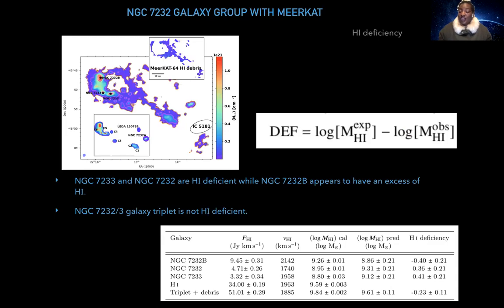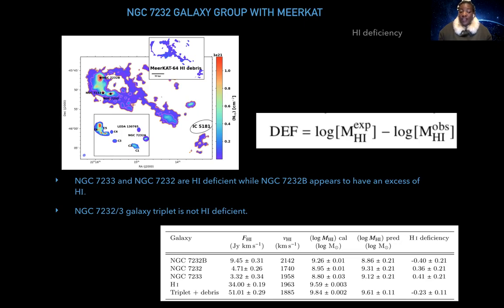The other thing that we calculated from this observation is the H1 deficiencies. The H1 deficiency is generally the difference between the expected mass of a galaxy or a system if it were to be found in an isolated environment and the observed H1 mass. So we calculate the H1 deficiencies of the three galaxies and also the H1 deficiency of the entire system.